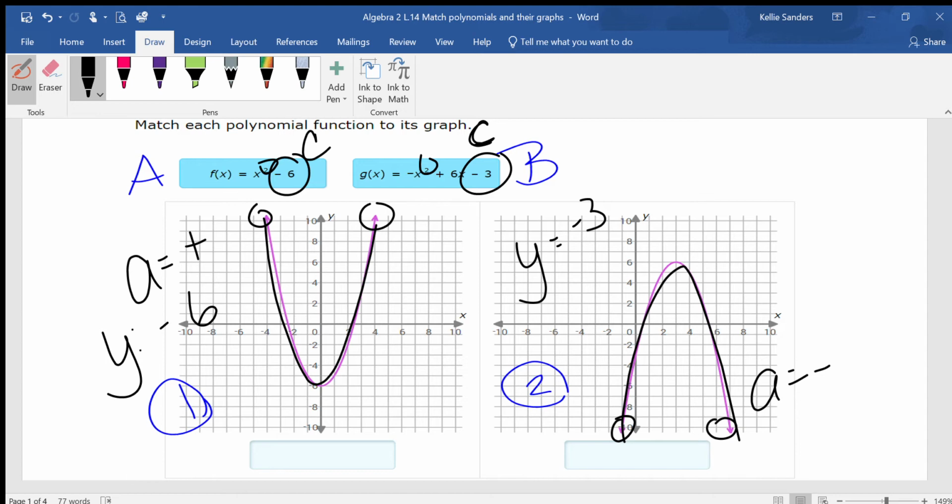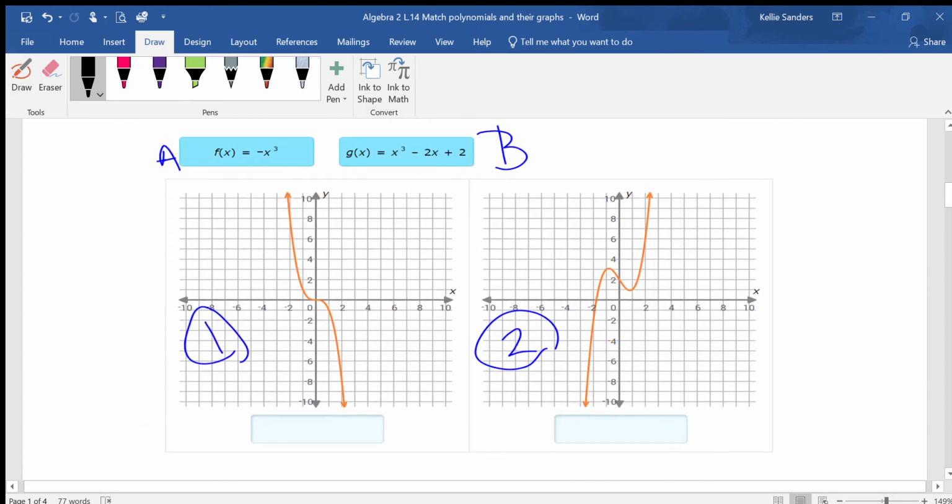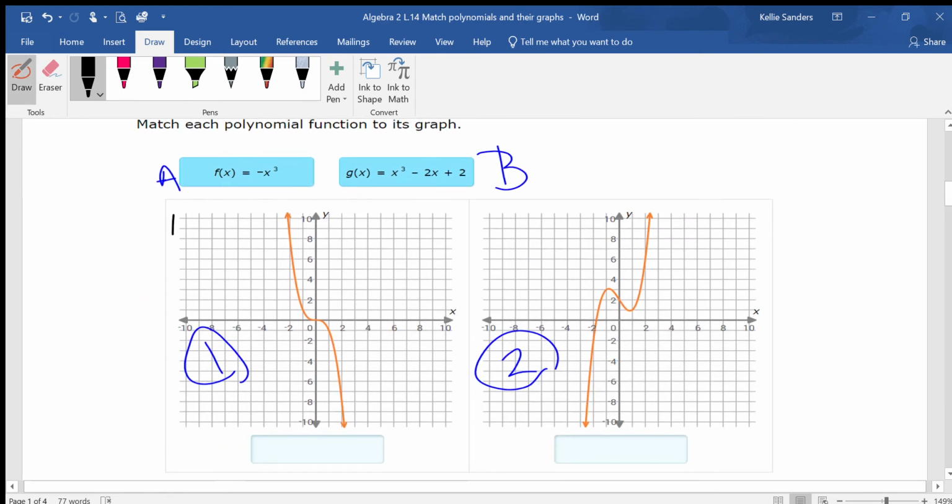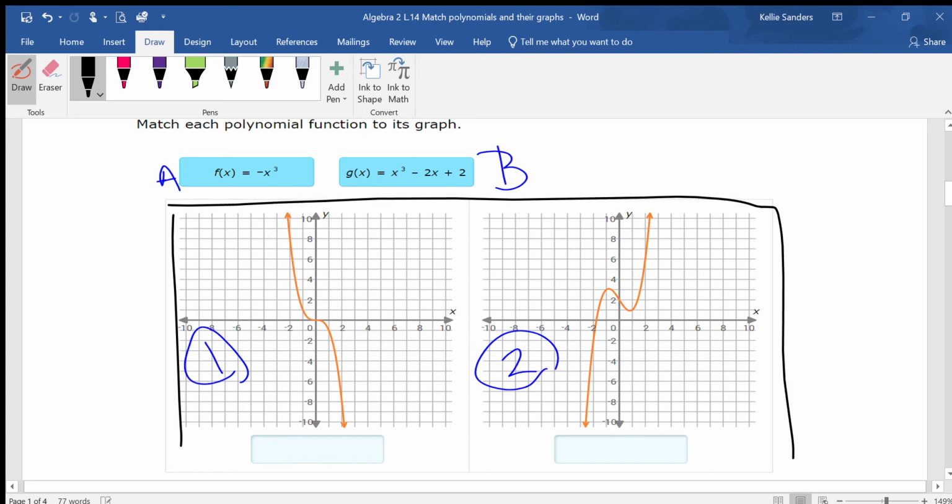So which graph crosses the y at -6, and this graph crosses the y at -3. This is going up, because your A is positive, and this is going down. So this one is A, and this one is B. I probably could have written that a whole lot neater.